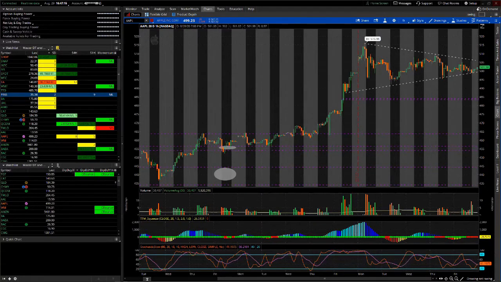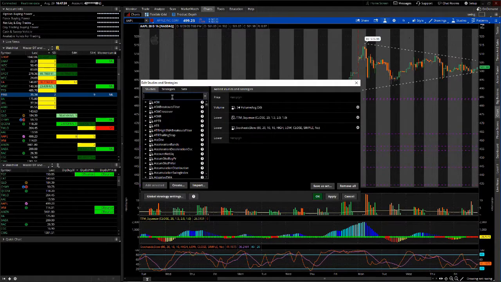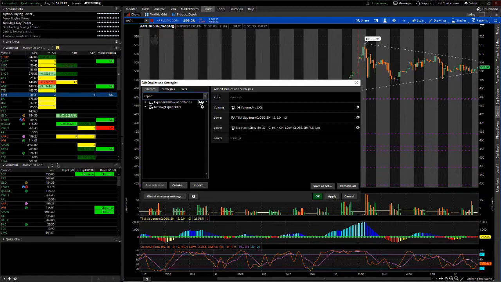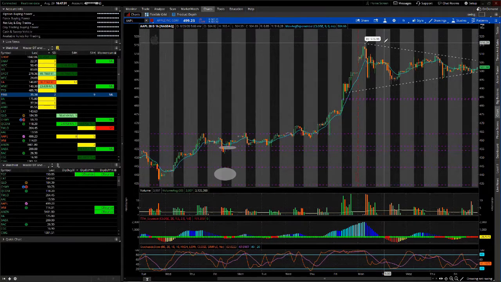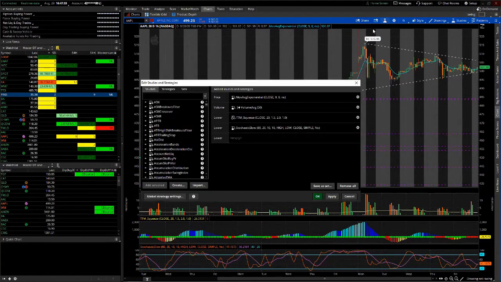So what I look for is the stochastics crossing upwards, a squeeze being released, volume, and a price action pattern, and the stock to be above moving averages, but I don't have my moving averages on here right now. So the price to be above the 9 moving average. I think this is a 9, right? Yeah, the 9 and 21.